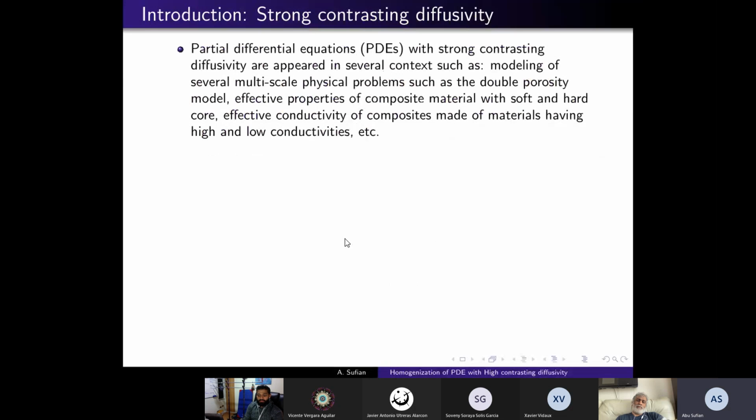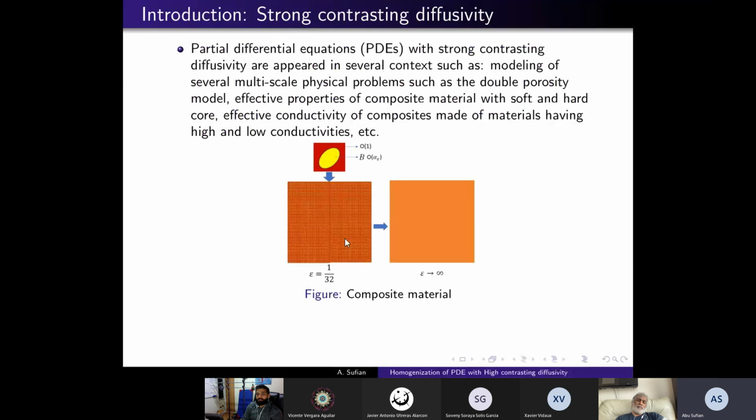Okay. So the partial differential equation with strong contrasting diffusivity appears in several physical models, such as modeling in double porosity model, or computing effective properties of a material which has soft core and hard core, and material which has very high conductivity and low conductivity material. We try to compute the effective conductivity of a material which is made of different types of material, one with very high conductivity, one with very low conductivity. So more precisely, suppose you have a composite like this.